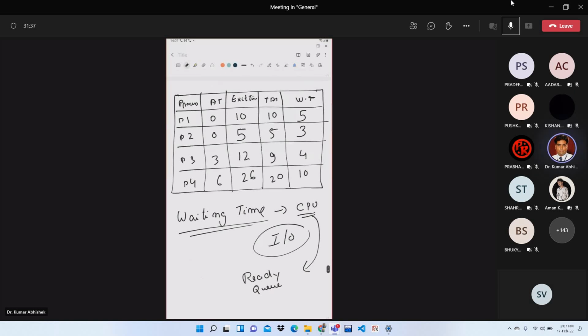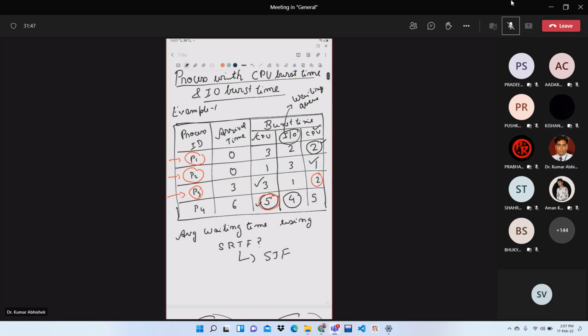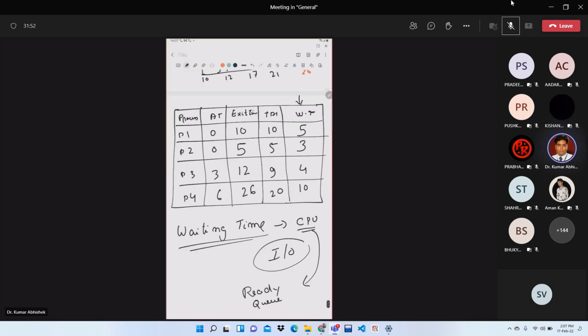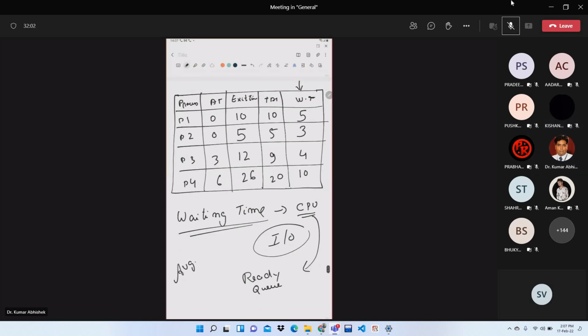So is this column clear to all of you? So 10 is the turnaround time. Total burst time of P1 is 5, 3 plus 2, P2 is 2, and P3 is also 5, and P4 is 10. So 10 minus 5 is 5, 5 minus 2 is 3, 9 minus 5 is 4, and 20 minus 10 is 10. So total average waiting time is 22 by 4. Is it clear now?